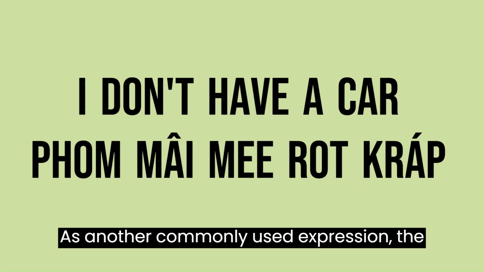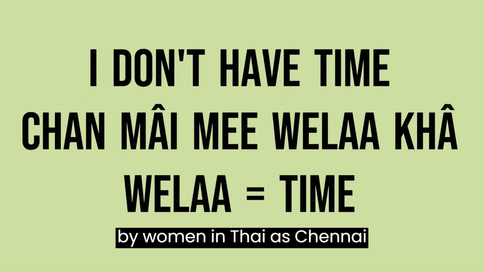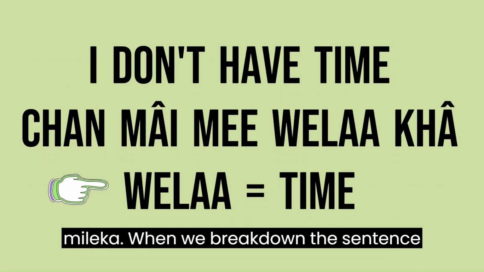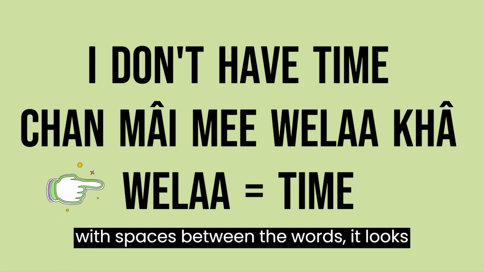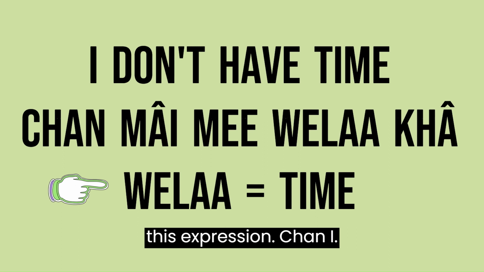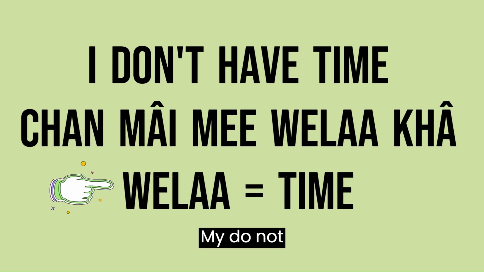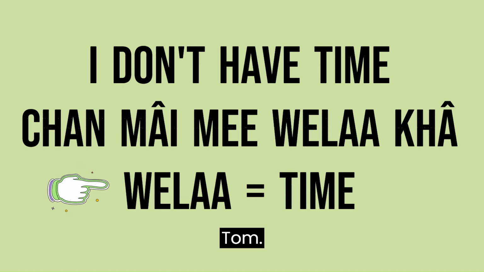As another commonly used expression, the phrase I don't have time is articulated by women in Thai as ฉันไม่มีเวลาค่ะ. When we break down the sentence with spaces between the words, it looks like this. ฉันไม่มีเวลาค่ะ. In this expression, ฉัน means I, ไม่ means do not, มี means have, เวลา means time.